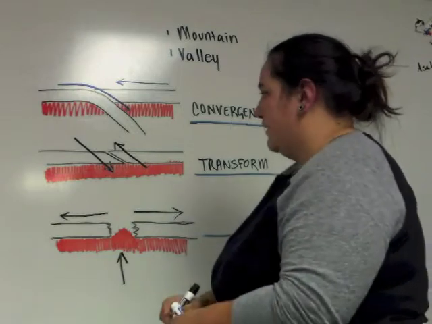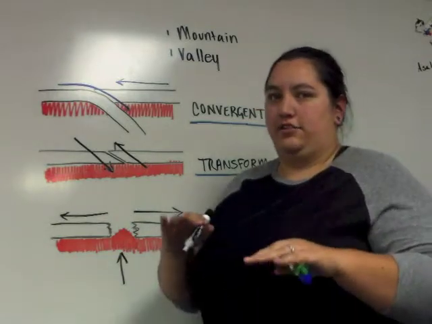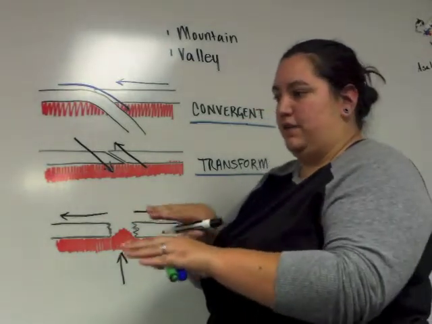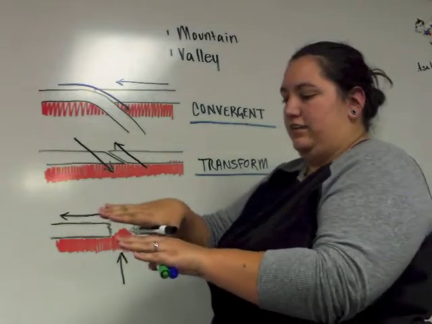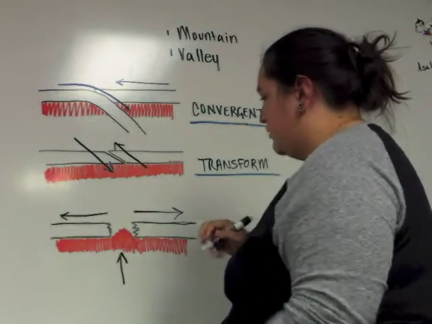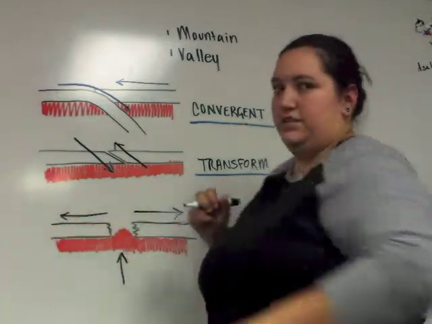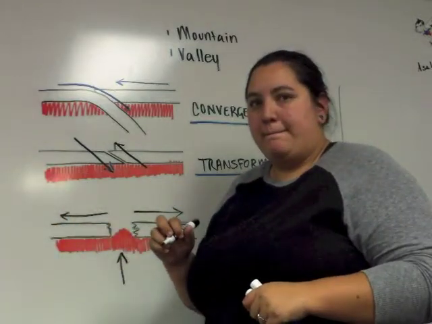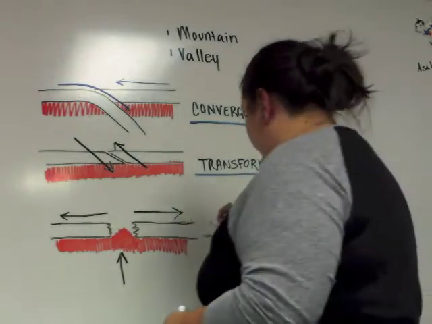Okay, that's a transform boundary, and that's where we get a lot of things like earthquakes, because the land is rubbing side to side, and it'll catch and then release. And then our last one is where our plate boundaries are pulling apart. Does anyone remember what that is? Divergent.